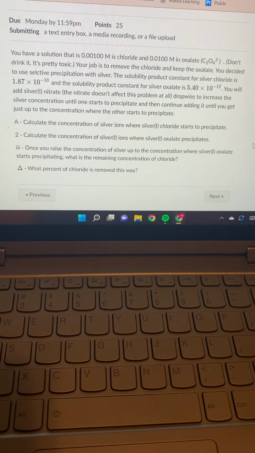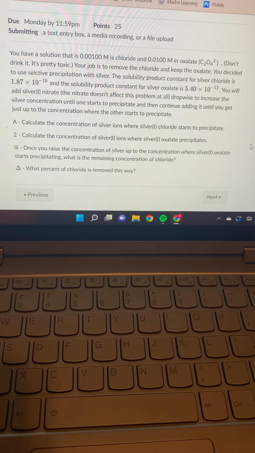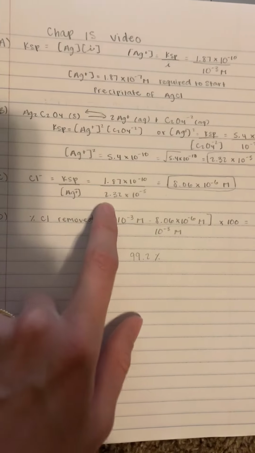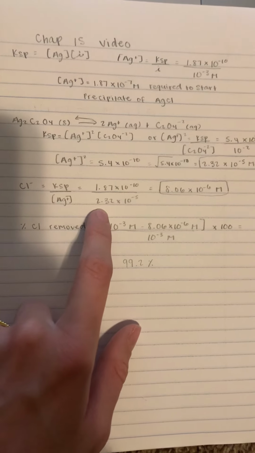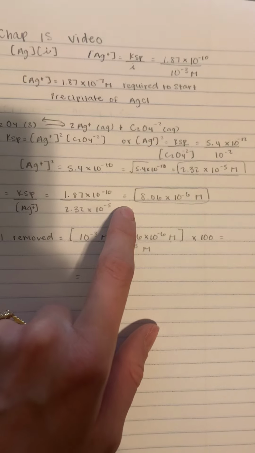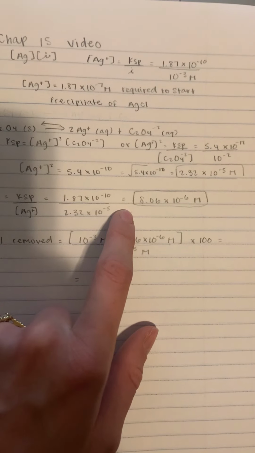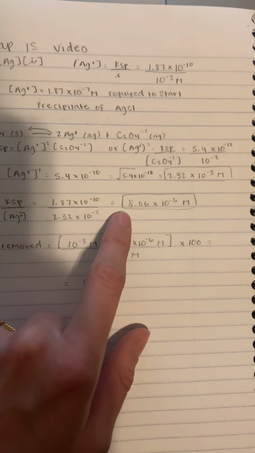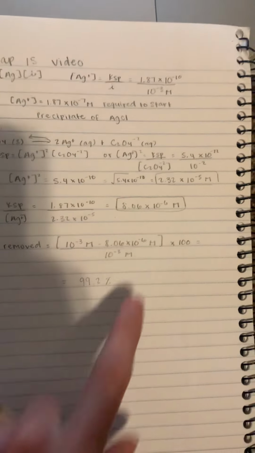And then the third question was, once you raise the concentration of silver up to the concentration where silver oxalate starts precipitating, what is the remaining concentration of chloride? So we find that the remaining concentration of chloride, we take the KSP divided by the amount of silver that we have, and we find that the remaining chloride concentration is 8.06 times 10 to the negative 6 molarity.